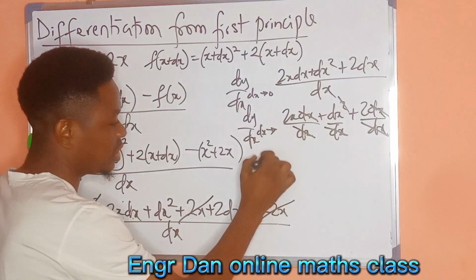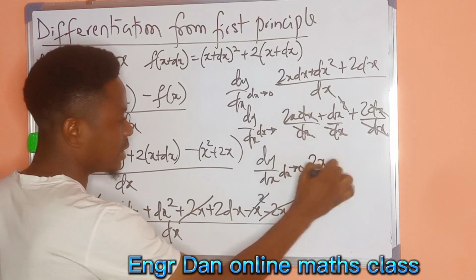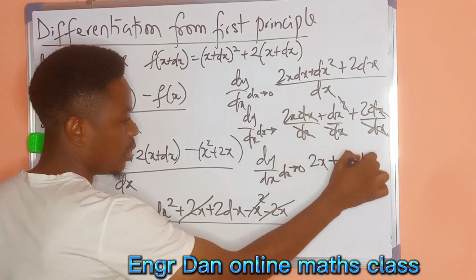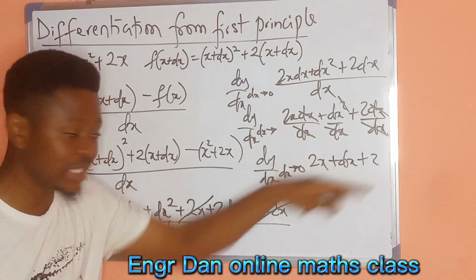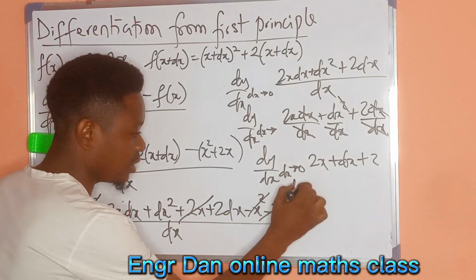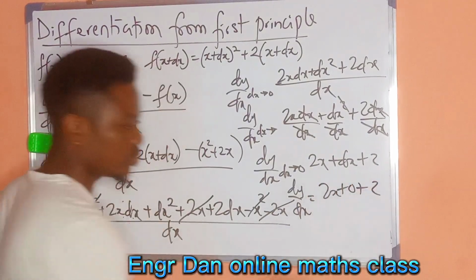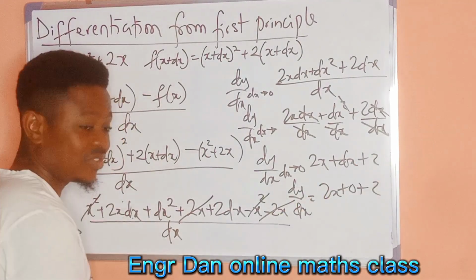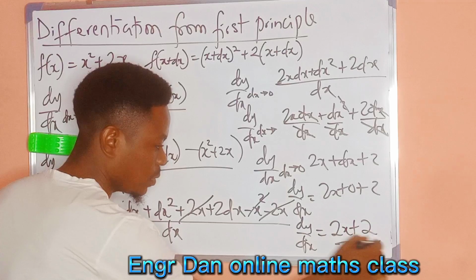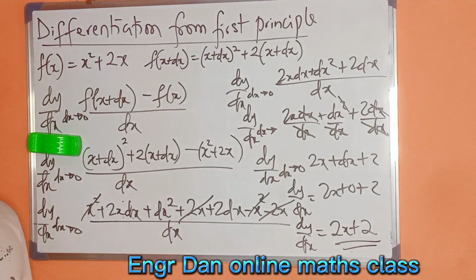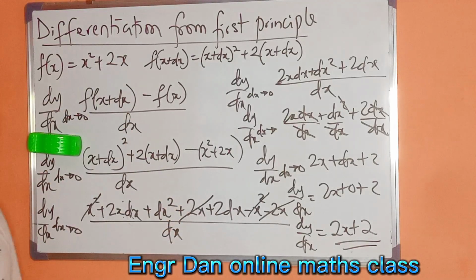We have something in the numerator. dy/dx as dx tends to 0 is 2x plus dx plus 2. Now dx is tending to 0, so in this equation, whenever you see dx, put 0. So dy/dx becomes 2x plus 0 plus 2. At the end of the day, 2x plus 0 is 2x, so dy/dx equals 2x plus 2. Final answer. Simple, right? This is the formula for differentiation from first principle.